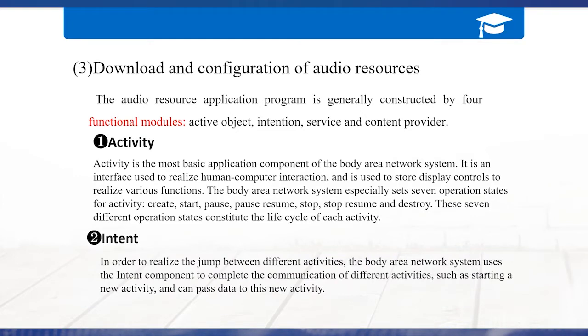3. Download and configuration of audio resource. The audio resource application program is generally constructed by 4 function models: activity, intent, service, and content provider. 1. Activity. Activity is the most basic application component of the body area network system. For example, the body area network system sets 7 operation states for activity. For example, create, start, pause, resume, stop, restart, and destroy. These 7 different operation states constitute the life cycle of each activity. 2. Intent.